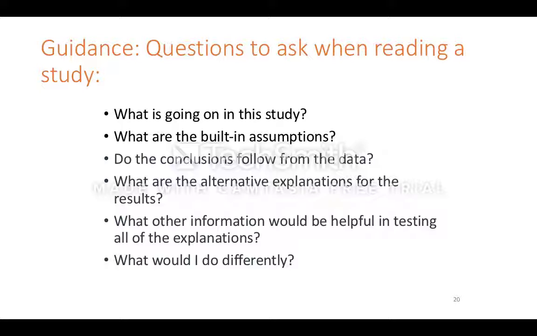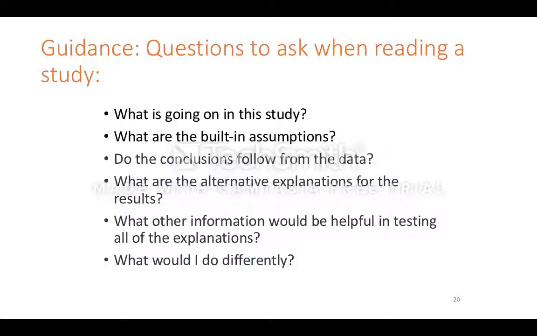So in general, here are some questions to think about when you read a study. So what's going on here? Why was this study done? How was it done? What's happening overall? Who was included in the sample? Who was excluded from the sample? And who, by default, the authors aren't stating that they were excluded, but were excluded by default? What are the built-in assumptions and biases?